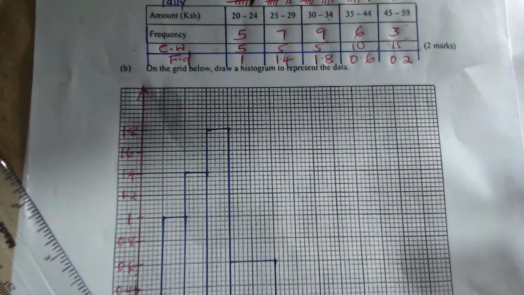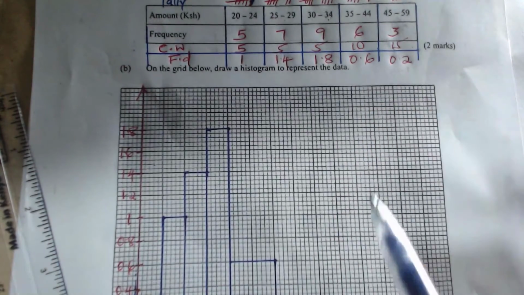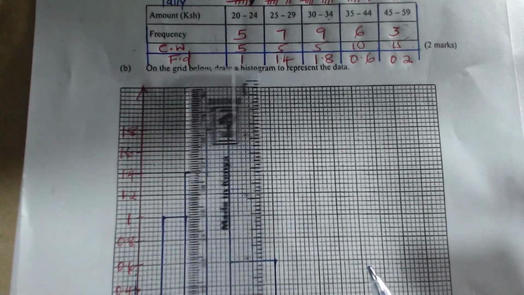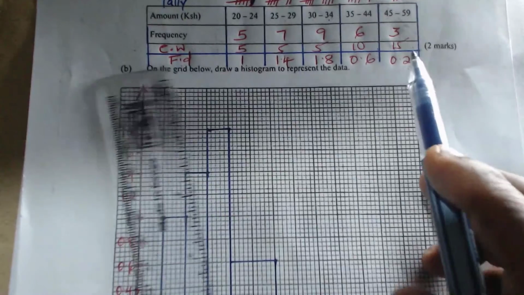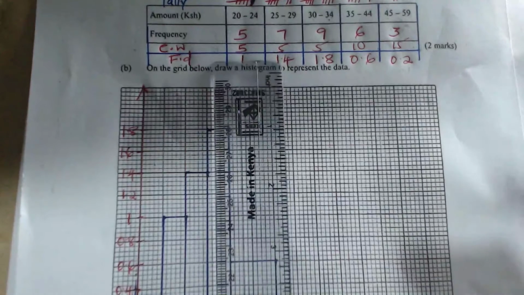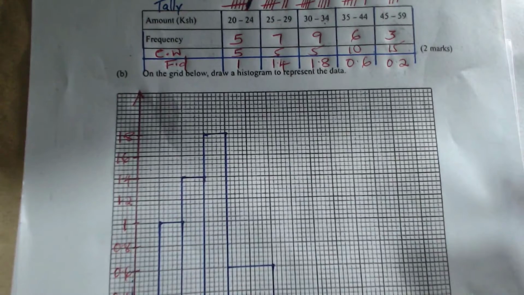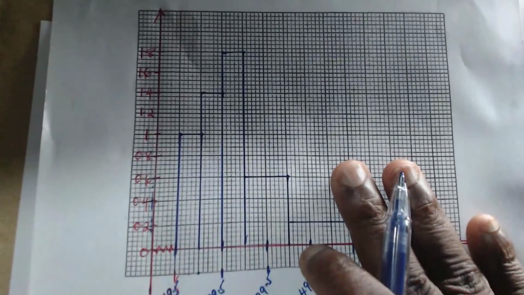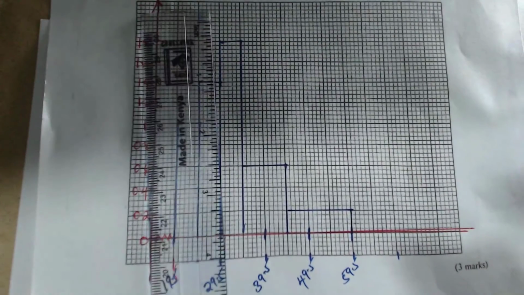Like that. And then the last one is up to 59.5. Class size is 15. So it begins from 44.5 to 59.5. The frequency density is 0.2. So 0.2 is just here. Now we are through. So what is remaining is to make a good shading of these.